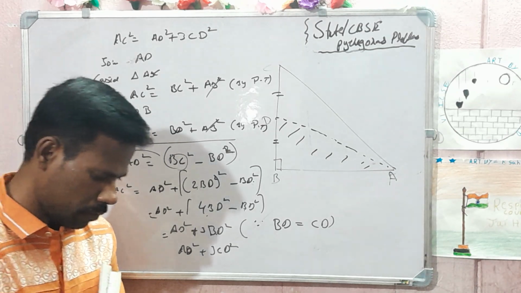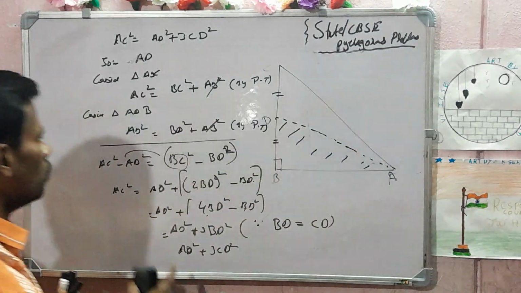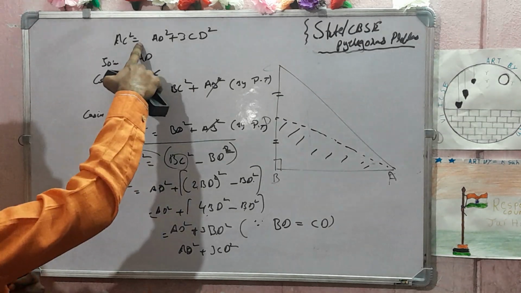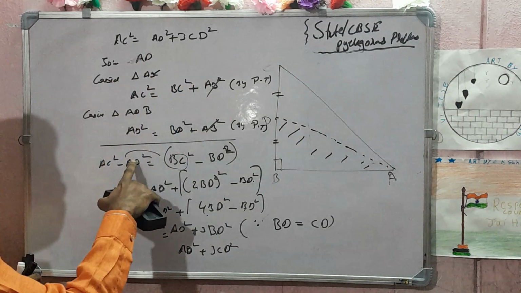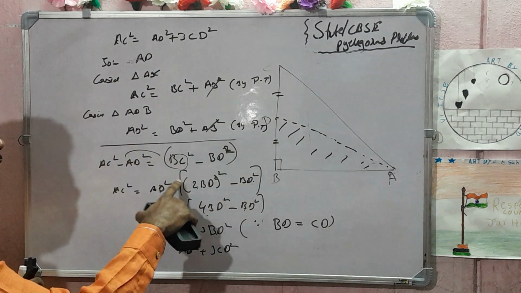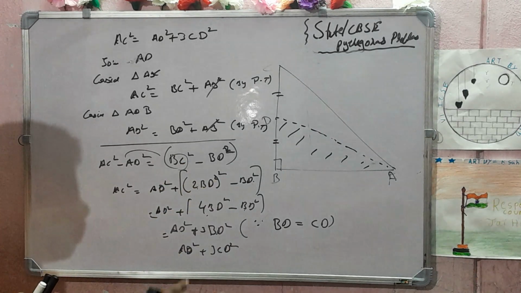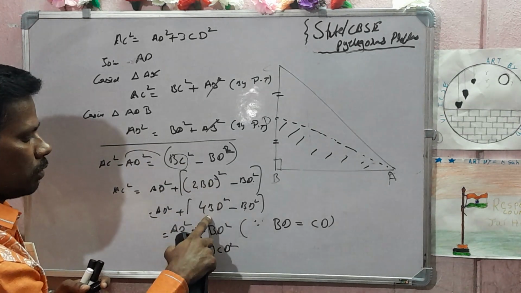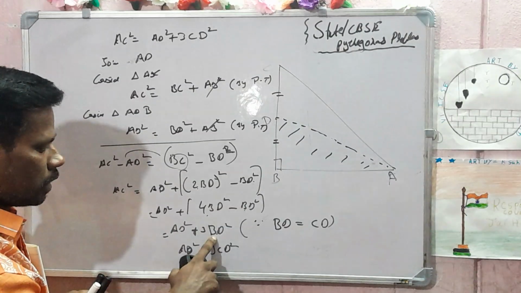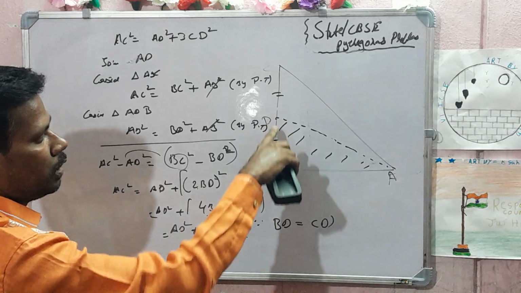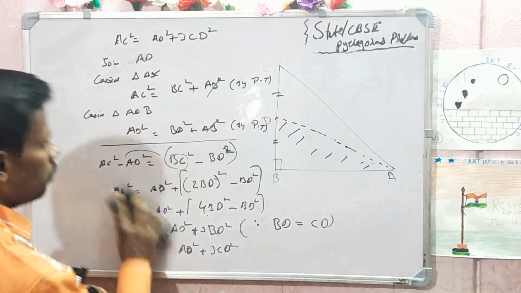Next one. So are you following? Subtract 1 from 2, you will get like this. Since they are asking AC square is equal to, that's why I have transposed AD square to that side. Now BC whole square is nothing but 2 times BD whole square, so that is 4 BD square minus BD square is 3 BD square. BD is nothing but CD. Then is the theorem.